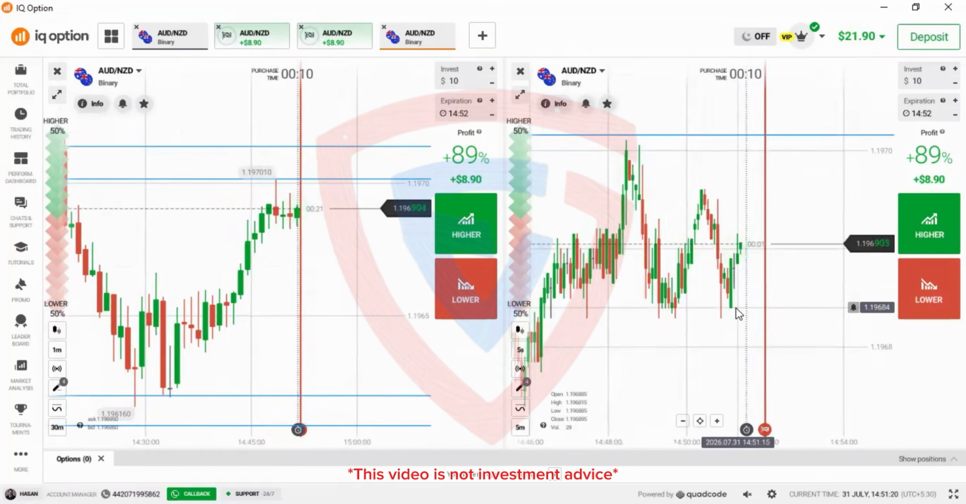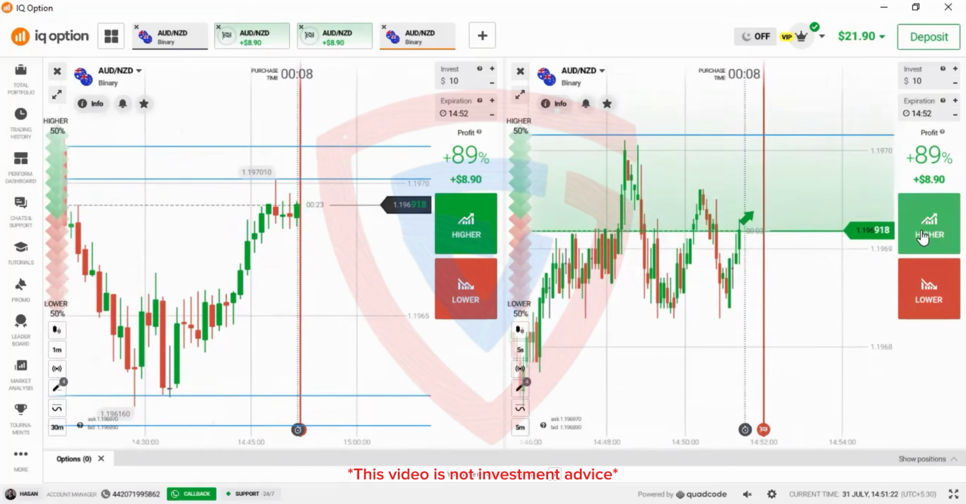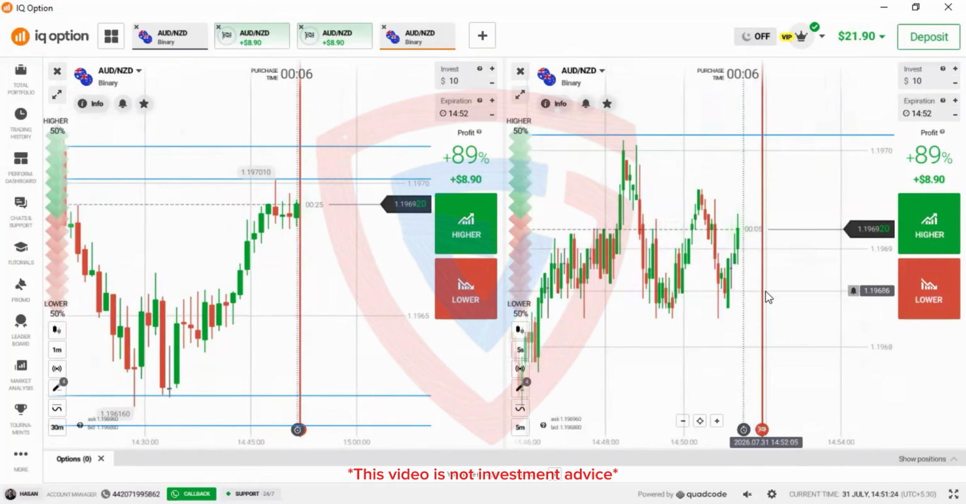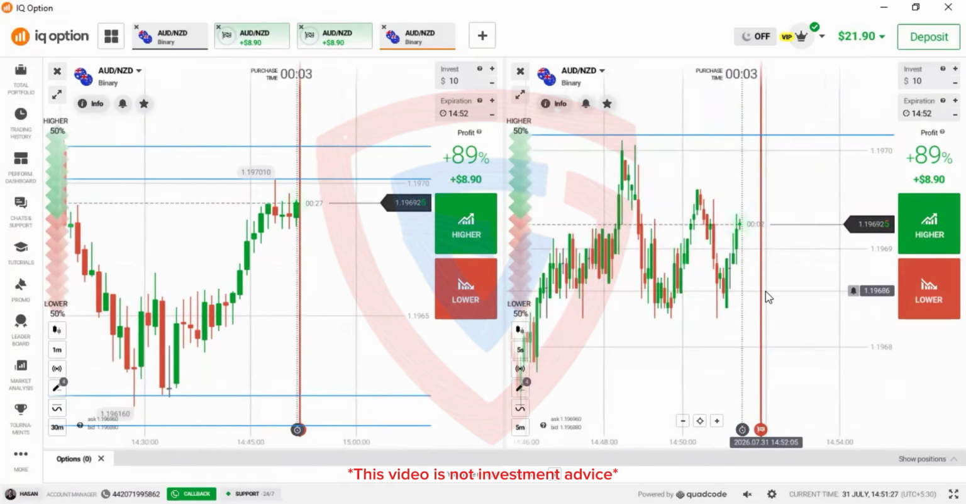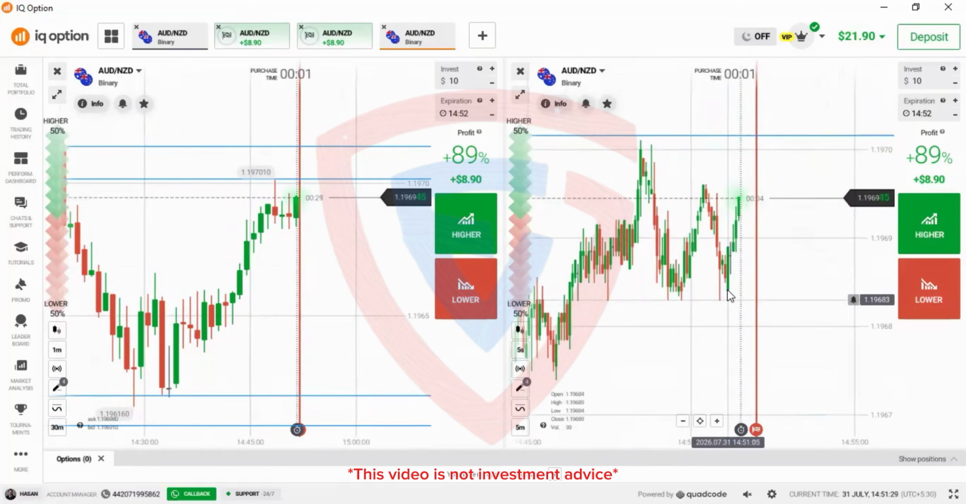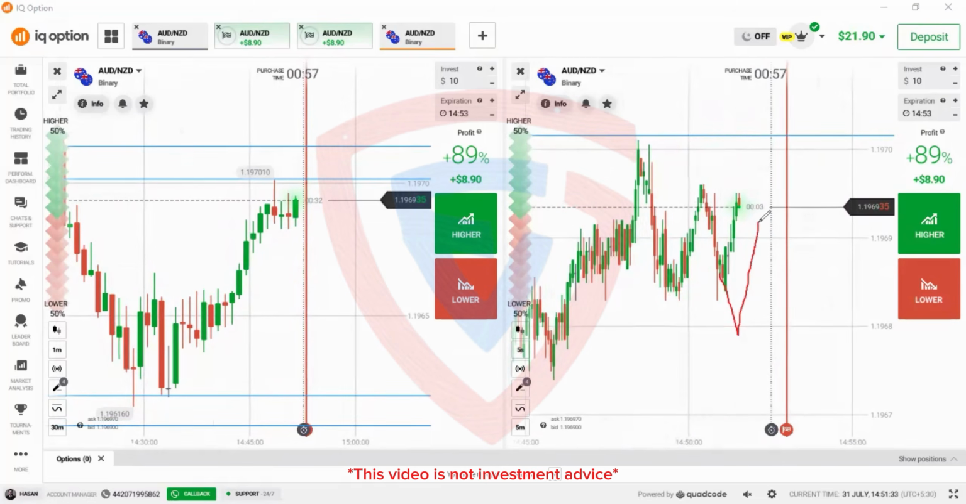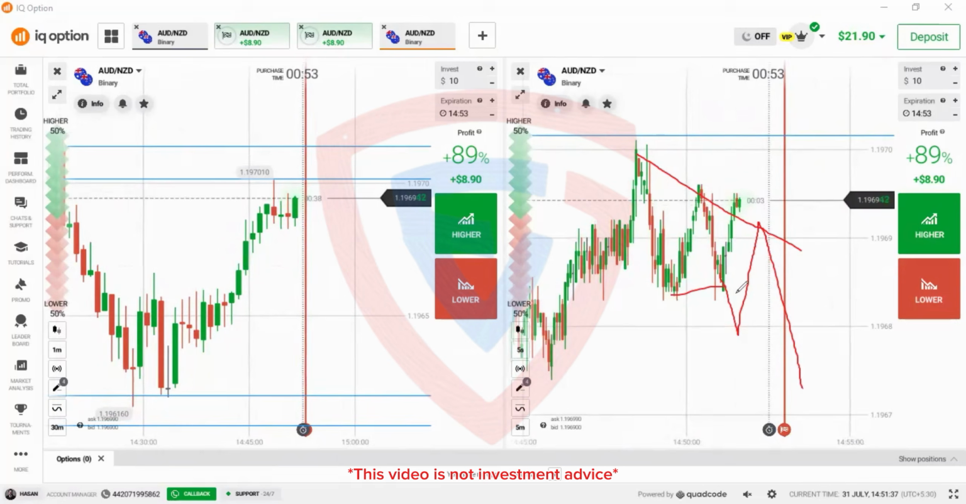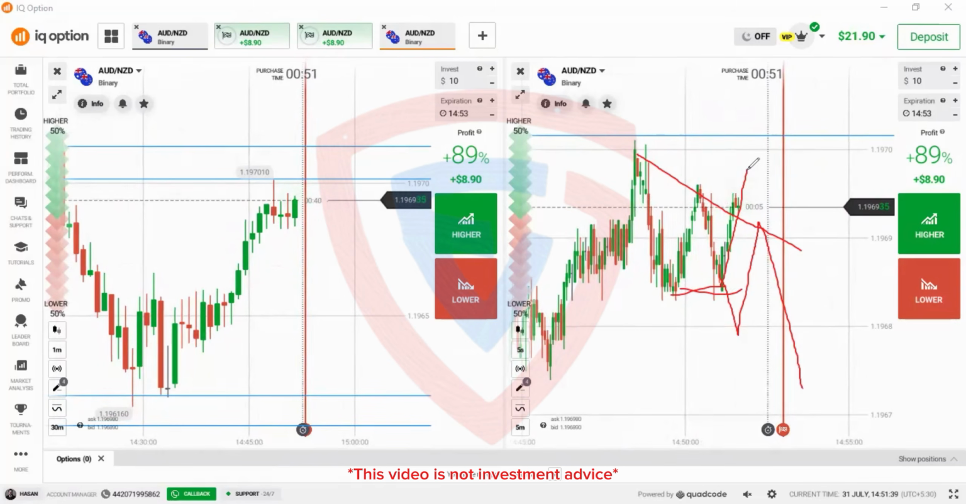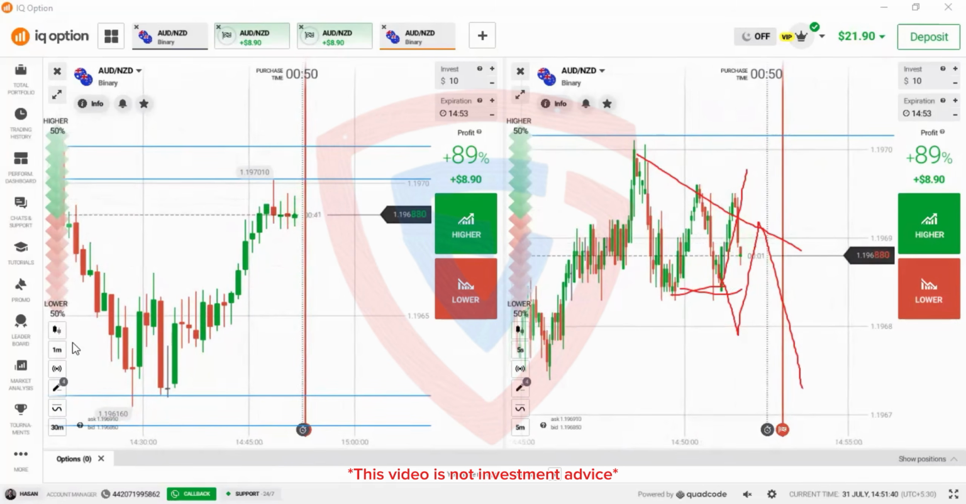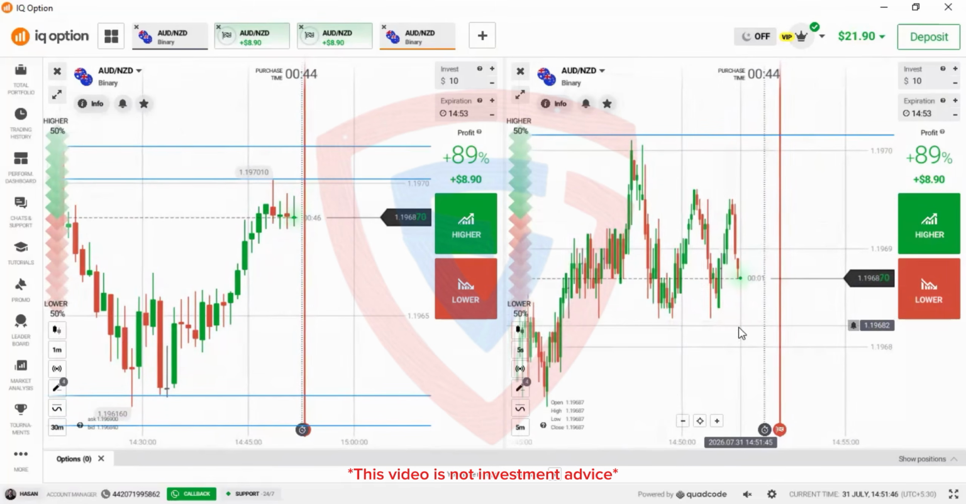So here it failed to make a new low. If it makes a new low here, we can go with sellers, at least from this level, but it failed to make a new low. It means the market wants to go up only. So I will try to avoid this trade until I see a new low in the market.